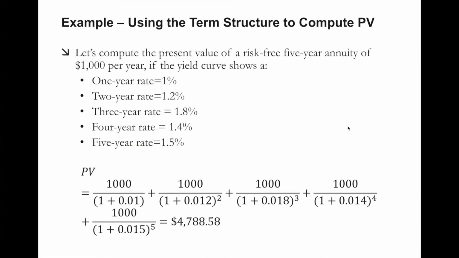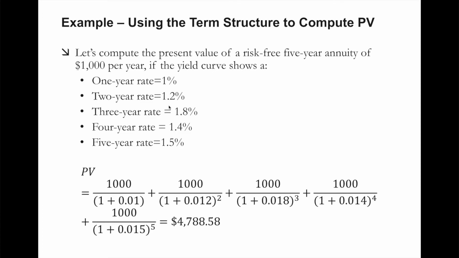So in this example, let's compute the present value of a risk-free 5-year annuity of $1,000 per year. So each cash flow is $1,000. And the yield curve shows you have 5 different terms, which means if you put money in the bank for 1 year, you would get 1% per year. A 2-year rate shows if you put money in the bank for 2 years, you would get 1.2% per year for 2 years. Not 1.2% for the whole 2-year period, but 1.2% per year for the 2-year period.